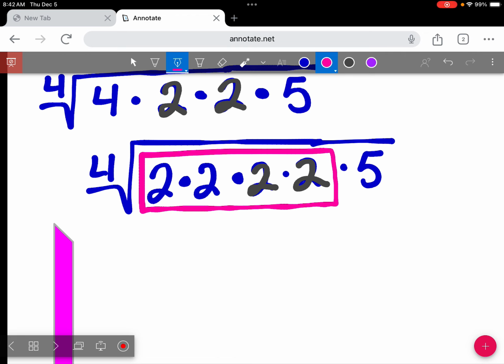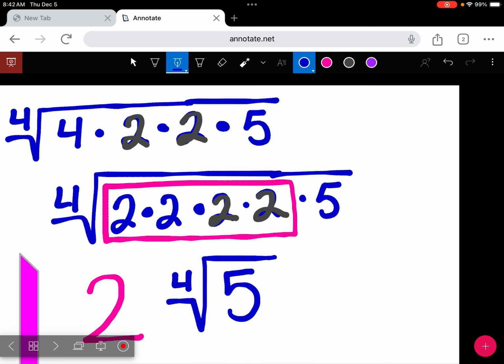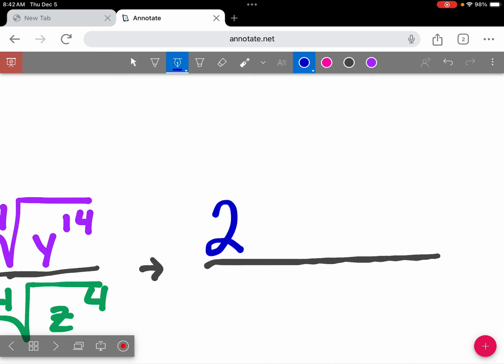So our simplified radical form, the 2's get to come outside because they have their whole group. And we have our leftover bit that gets to stay inside the radical of that 5. He does not get to come outside. So our 4th root of 80 is the same thing as 2 times the 4th root of 5. So that's one piece of my thing up here. 2, 4th root of 5.